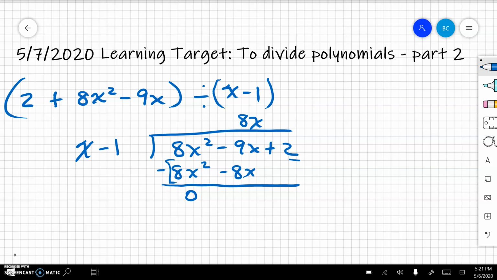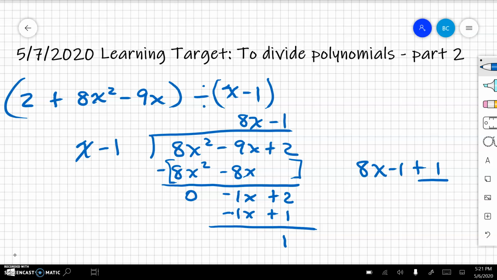And this whole thing is being subtracted. So I've got minus 9 minus negative 8x is minus 1x. And then I'm going to bring down the 2. And I'm going to ask myself how many times does x go into negative 1x. So that's going to be negative 1 times. So that's going to be negative 1x plus 1. So I end up with 2 minus 1 is 1. And my answer for this problem is 8x minus 1 plus 1 all over x minus 1.